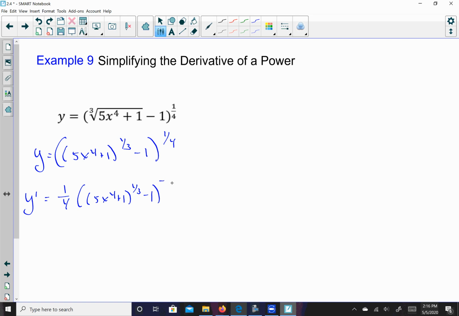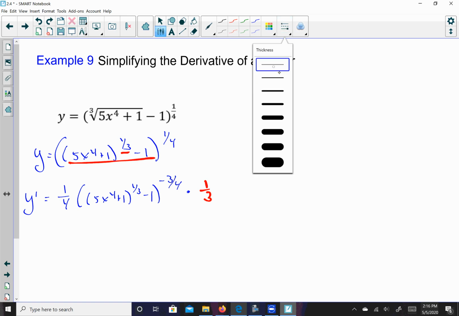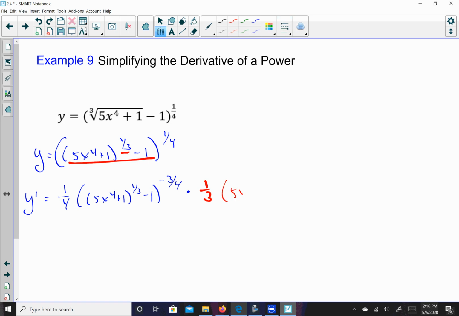Reduce this by 1, so this will be negative 3/4 power, times. So that took care of the 1/4. Now I'm going to take care of the derivative of this, which means I'm going to take care of the derivative of that 1/3. So this will be 1/3, and then it's 5x to the 4th plus 1, subtract that by 1, so negative 2/3. And then the derivative of this 1 is just 0. So I could write plus 0 if you wanted to. I don't have to. Yeah, maybe I will. All right, plus 0. So that's that.